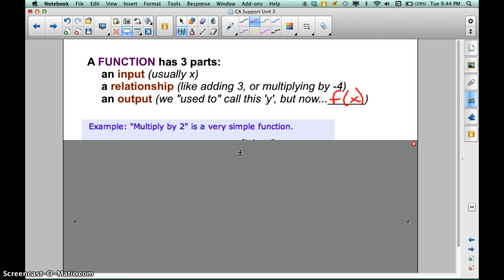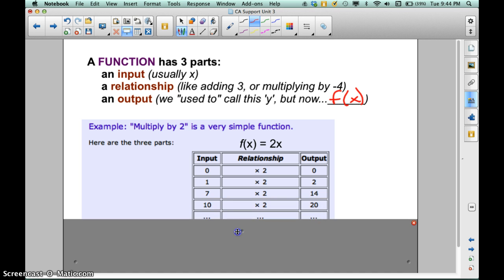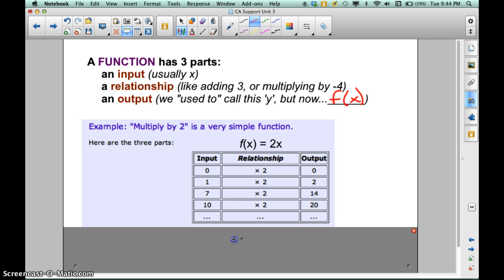Here's an example of a very simple function. The relationship is multiplying by 2. So here are the three parts of this function. We have an input, a relationship, which is times 2, and then the output. Notice that this is the function rule. The f of x equals 2x right here. That's called a function rule.